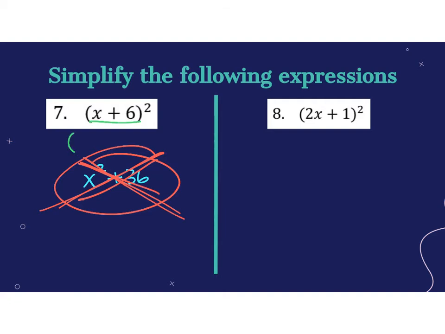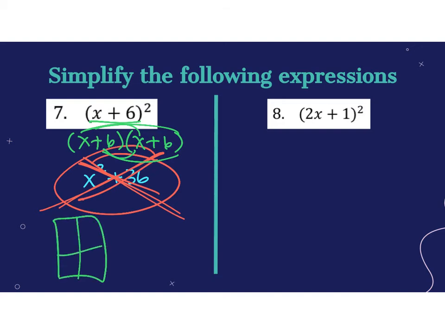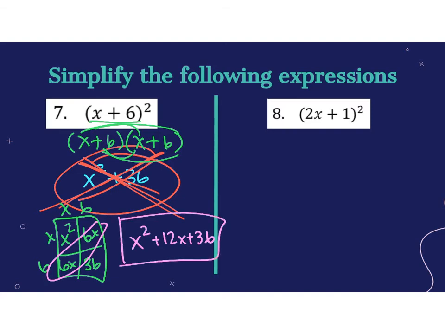I need to make sure that I have x plus 6 times another x plus 6, and that I get both sets of distribution. So that's x and 6, x and 6, that's x squared, 6x, 6x again, and 36 at the end. When I combine my like terms, I get 6x and 6x, which is 12x. That's x squared plus 12x plus 36. So check this out. If you would have gone with this one up here, you would have lost the whole 12x in the middle. And that's a problem. That's not okay.